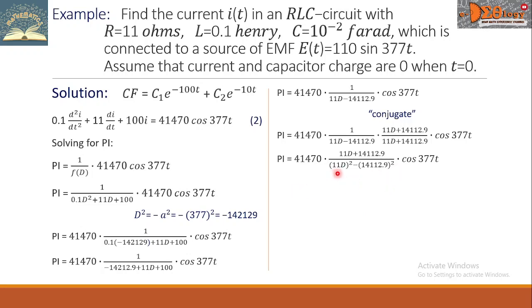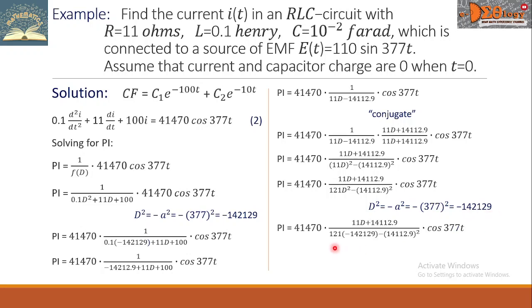When we simplify this 11d with power 2, we have 121d squared. Again, let us substitute d squared to be negative a squared. That is equal to the negative of the square of 377, and the value is negative 142,129. So it becomes like this. This cosine 377t, we're going to multiply in the numerator here.